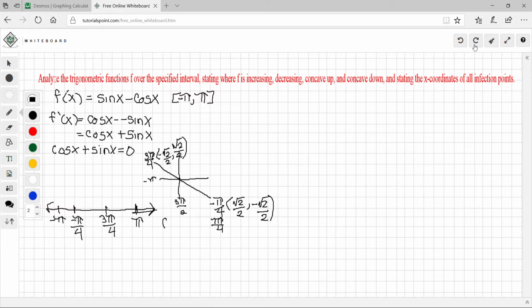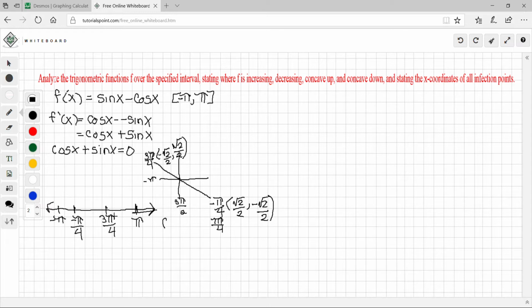Now, since we have boundaries, we don't have to figure out what's on the right side of pi or the left side of negative pi. We just need to know if it's positive or negative in each of these three regions. So I need a number between 3 pi fourths and pi, right?